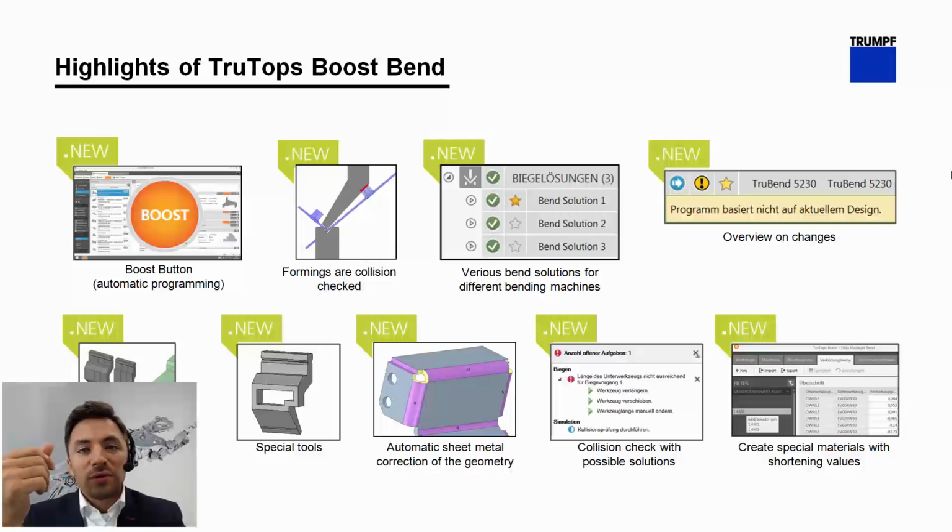You can work in parallel and continue doing other things such as creating new models, geometries, or repair other geometries, or just program another technology. Within Bend, we also take some forms into consideration for collision checking. We also are able to generate various bend solutions for different bending machines, and basically you can decide within the production which NC, so which program to take depending on the available bending machine.